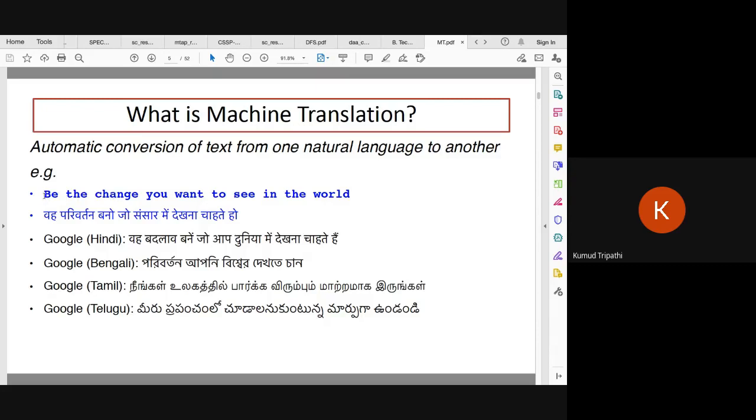Suppose this is the source language sentence. The source language is English, and now you want to convert it into Hindi. Google translated the given source into the target as वह बदलाव बनो जो आप दुनिया में देखना चाहते हो. Similarly, when Google is used to translate this English into Bengali, the same conversion has been done in Bengali form, and similarly for Tamil and Telugu. These are some examples of machine translation performed using Google Translate.